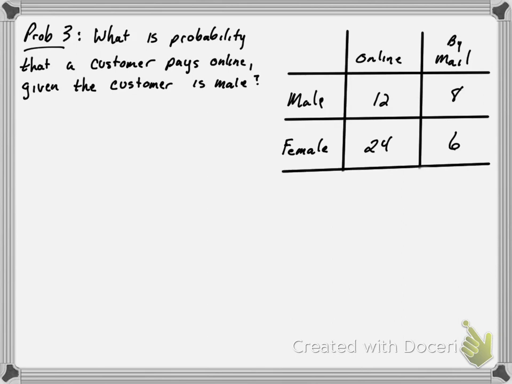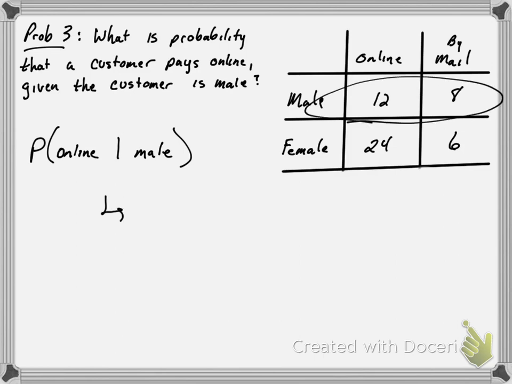Problem 3, what's the probability the customer pays online given the customer's mail? So what are we trying to find here? Probability of online given mail. So all we care about is the mail column. So how many mails paid online? Well, that's going to be 12 out of how many total mails, which is 20, which gives me about 0.6 as the probability of that.